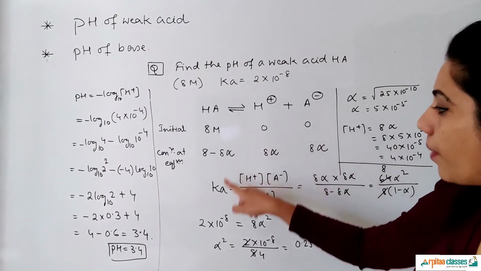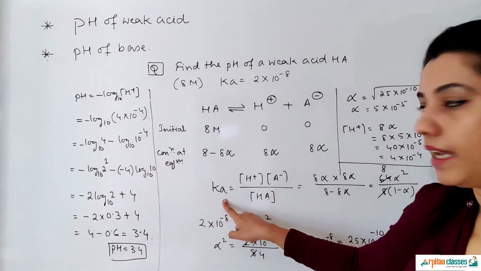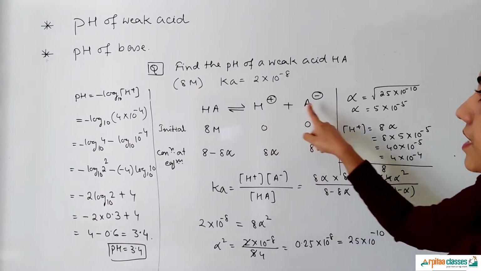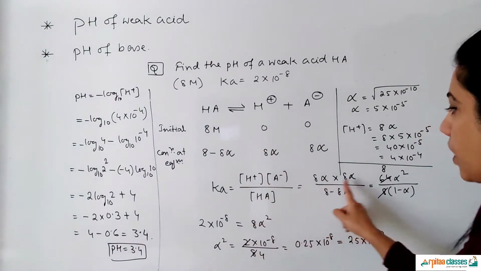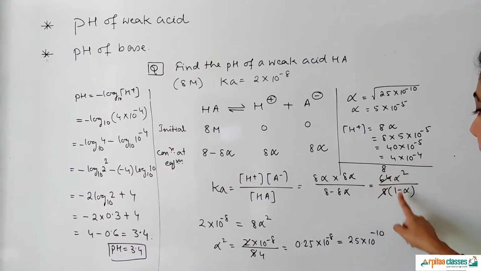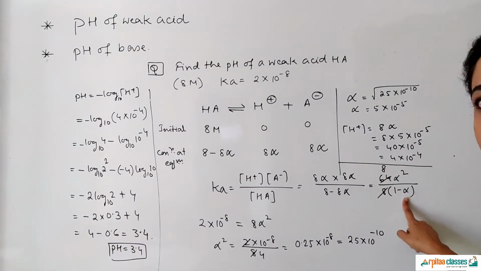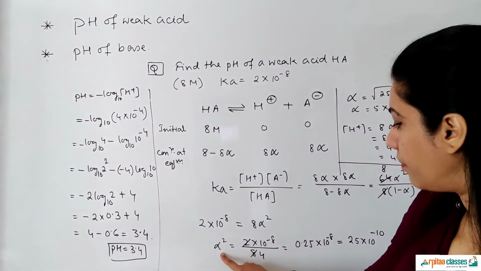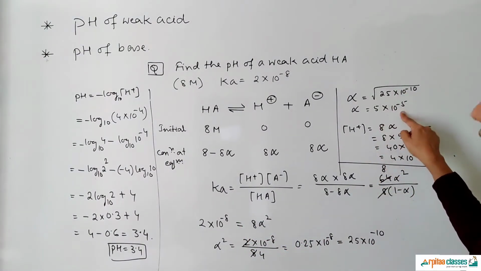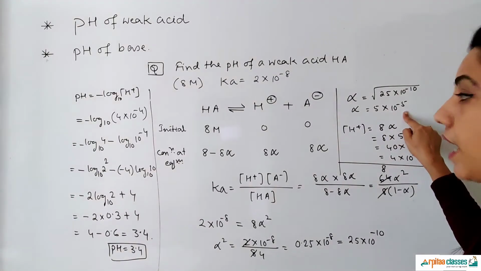So from here we are getting the expression for Ka, which is concentration of H plus into concentration of A minus upon concentration of HA. We are putting all the concentration values, calculating, neglecting 1 minus alpha because alpha is very less as compared to 1. So we are getting alpha is equal to 5 into 10 raised to power minus 5. This is the value for alpha.